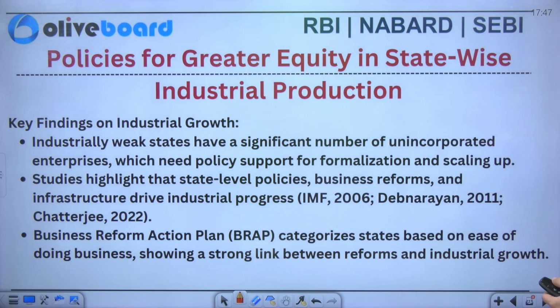Similarly, if I talk about the key findings in industrial growth, you can see that industrially weak states have a significant number of unincorporated enterprises. Similarly, if I talk about what they need, you can see here that they need policy support just to bring formalization as well as to scale up. Studies highlight that state level policies are there, which include business reforms, infrastructure drive, and industrial progress. The Business Reform Action Plan is also included, just to categorize the states based on ease of doing business.